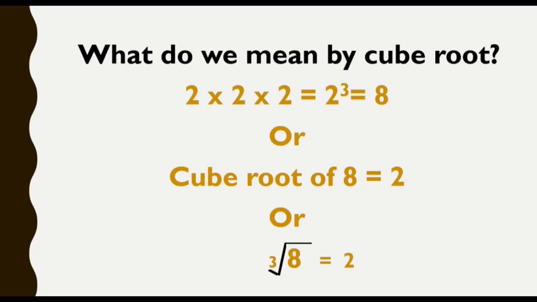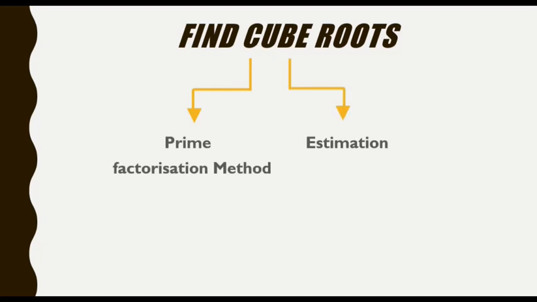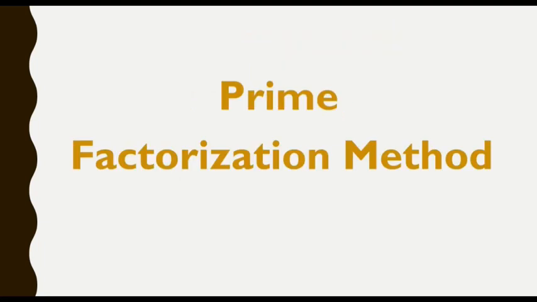Further, let's talk about how we can find the cube roots of various numbers using two different methods. They are the prime factorization method and the estimation method. As we discussed finding square roots with prime factorization in the previous videos, it is just as easy for cube roots. We discussed how a number can be prime factorized. So for example, let's take 3375 to understand the prime factorization method.